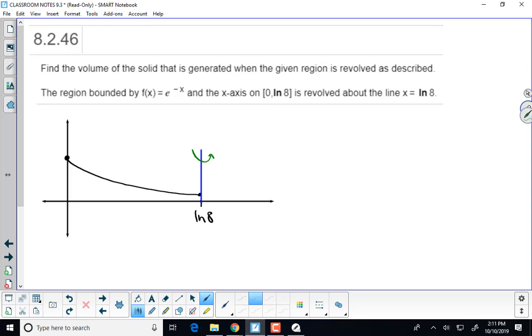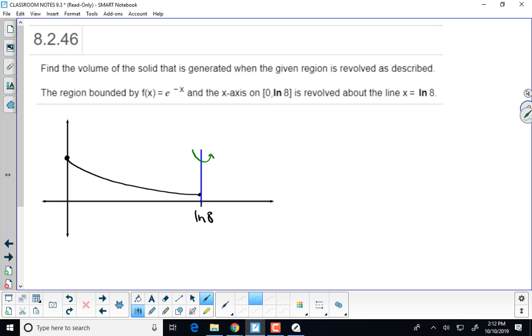On the test, are we going to get a picture of the graph? For e to the negative x, no. But if it's a crazier one, yes. E to the negative x, you should all be able to graph. E to the negative x goes down to the right, e to the positive x goes up to the right. Okay, we're going to rotate.